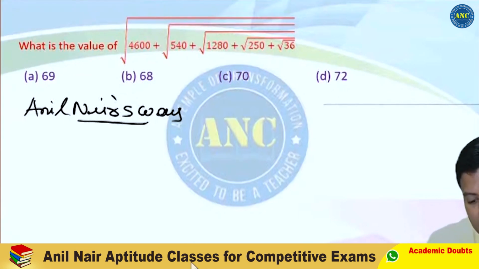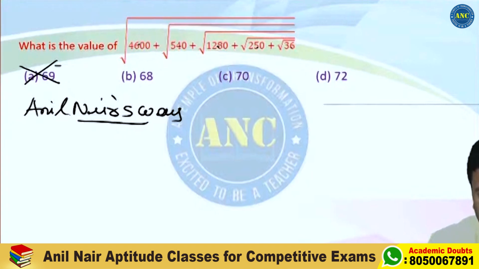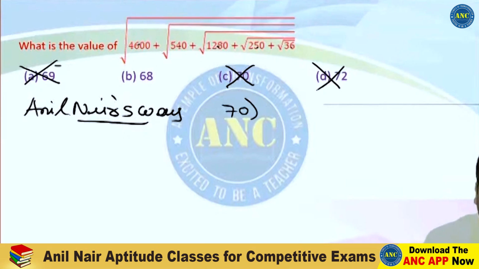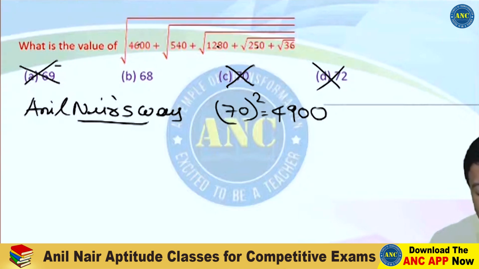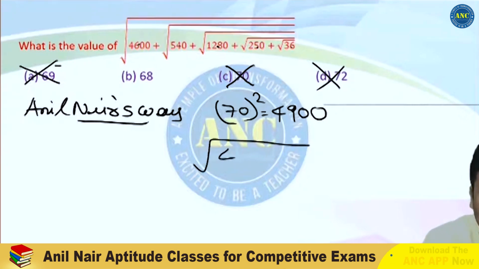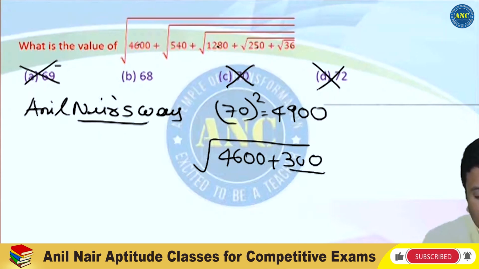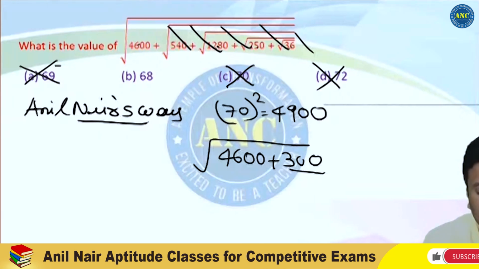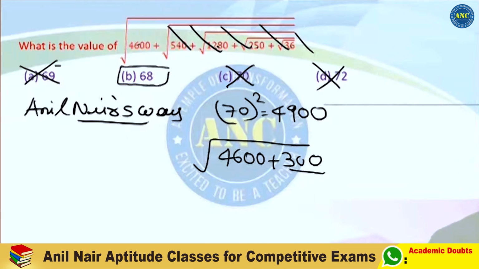See here, the answer will be even. These are out. Because 70 square is 4900, this should be 4600 plus 300. Root of 540 cannot give you 300. So 70 is out, 72 is out. The answer is 68.